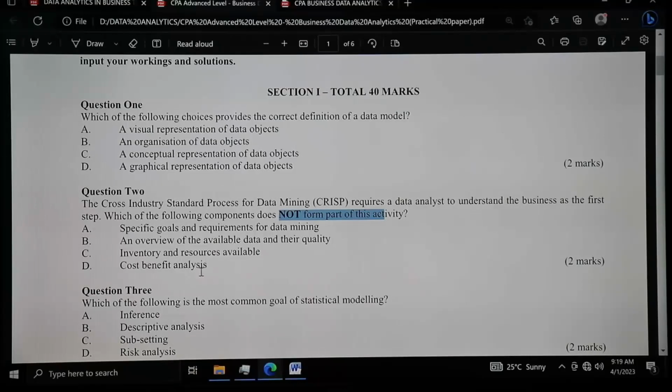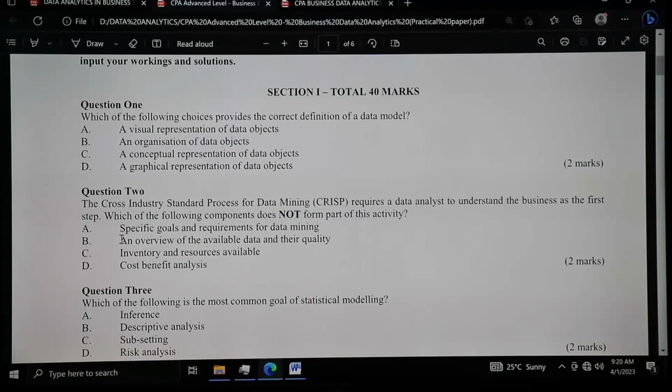If you check very well, you'll find that the last one is actually one activity involved in understanding the business. That is, you must actually understand the cost benefit. You also need to evaluate a specific goal. By doing that, you understand your business and the overview of available data and their quality.